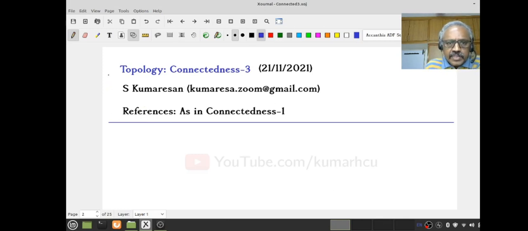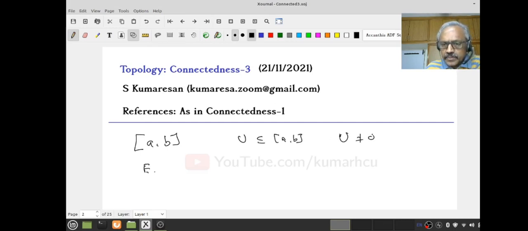So I am going to keep the notation of the last lecture. So I have AB, and I have a set U which is open in AB. U is not equal to empty, and it is also open as well as closed. So we wanted to prove U equal to AB. This is what we wanted to prove.